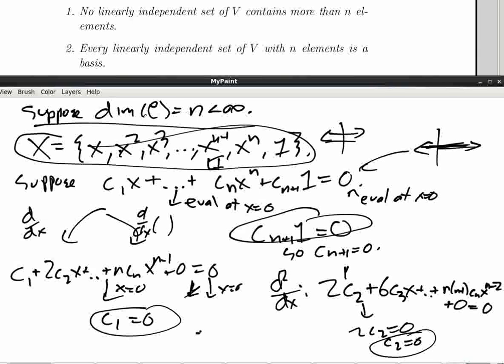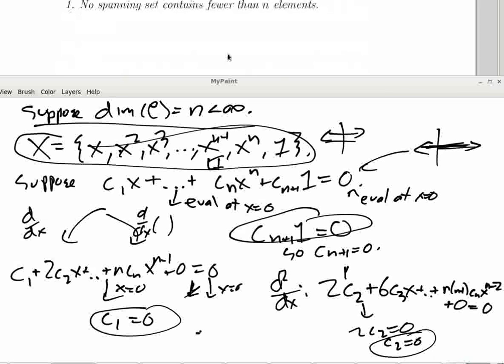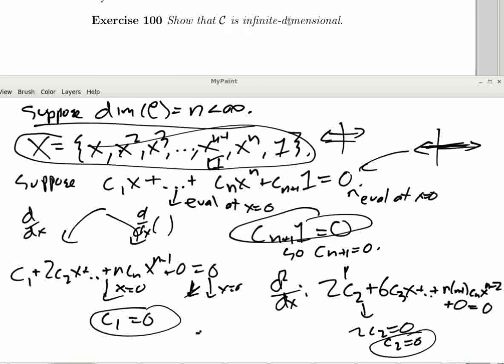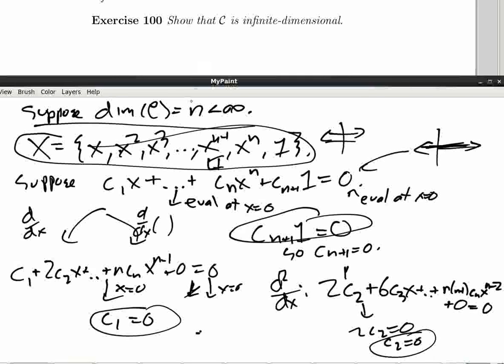So I can't have dimension n for any n, because I just keep repeating the same argument. If that can't happen for any n, I can't have a finite dimensional space. So it has to be infinite dimensional. And what we've done is we've shown that C is infinite dimensional, because when I assume that it's finite dimensional, I contradict the previous theorem. Thank you.